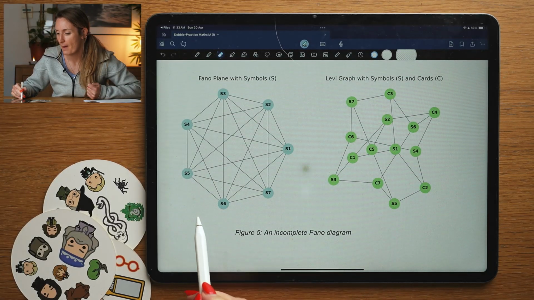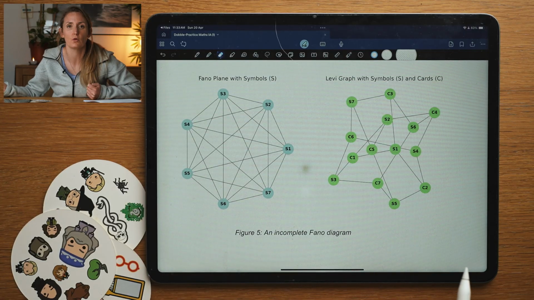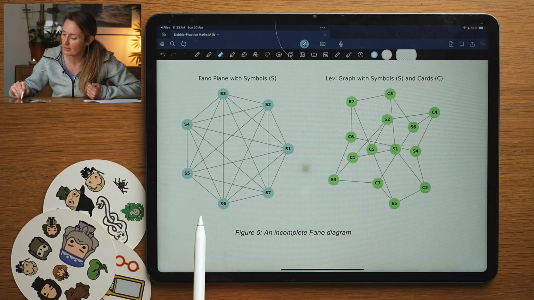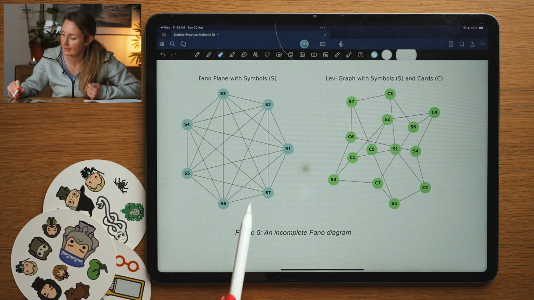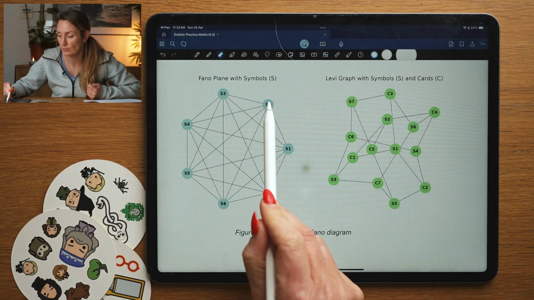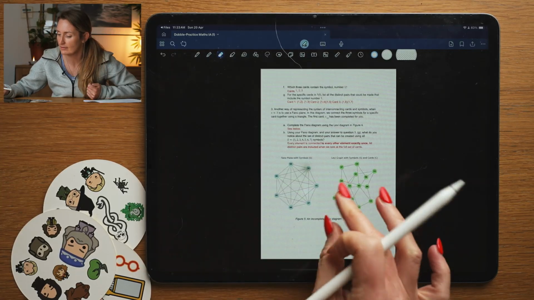Here's a little sneak peek of the one that I've created here. This is the Fano plane for 3 symbols compared to the Levi diagram, and this is all included in the PDF that you can download below. So this is the completed Fano plane, where S1 is the first symbol, which is 1, the second symbol was the number 2, etc. How gorgeous and cool is that?